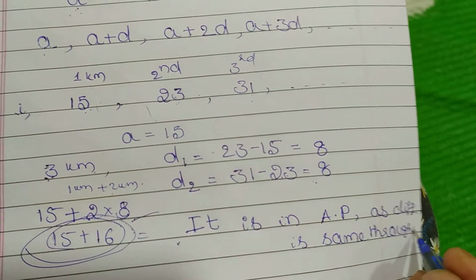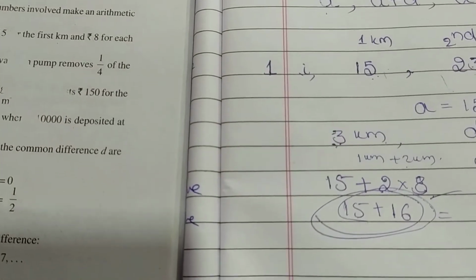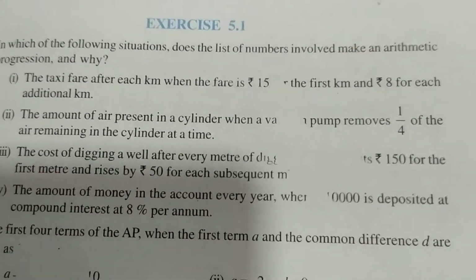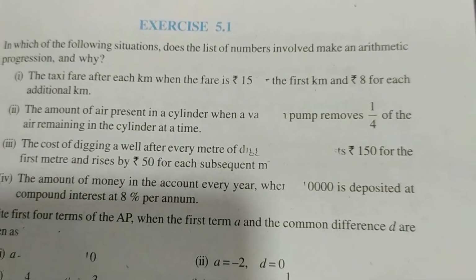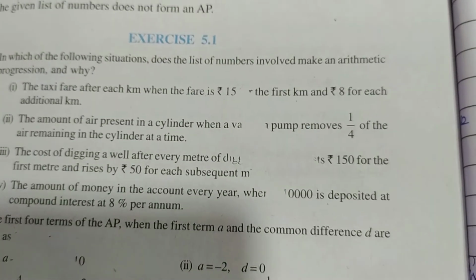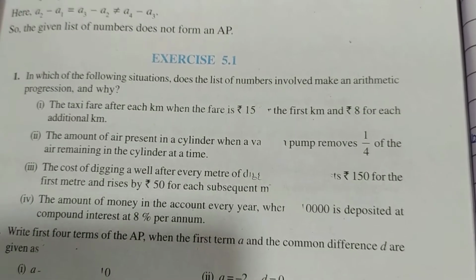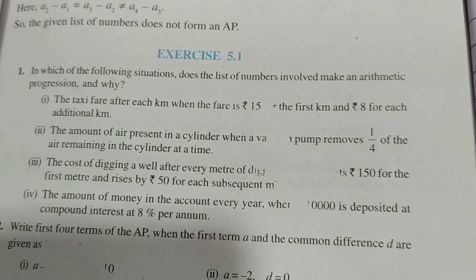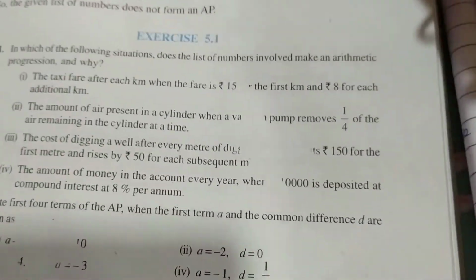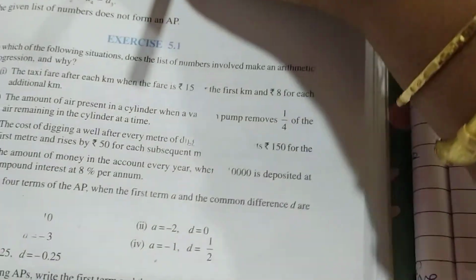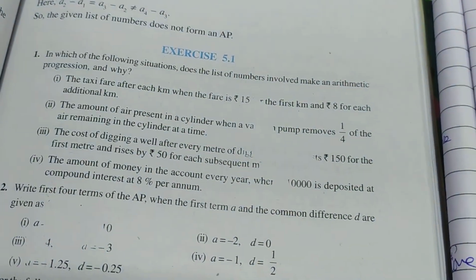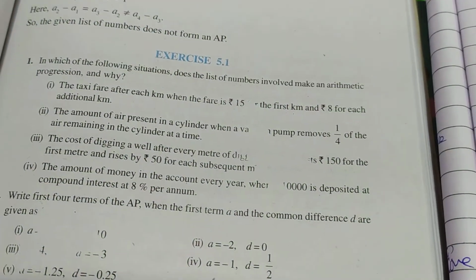Now coming to the second one in this. So what is the second question? The amount of air present in a cylinder when a vacuum pump removes 1/4 of the air remaining in the cylinder at that time. So every time 1/4 of the air is removed by the vacuum pump.